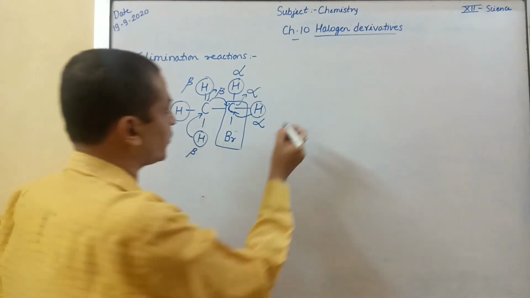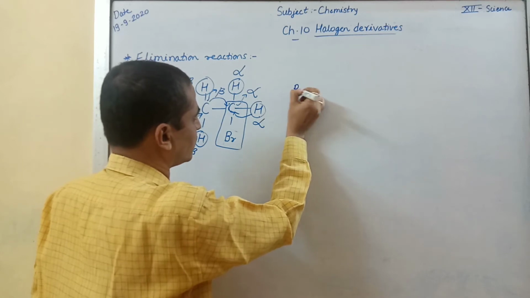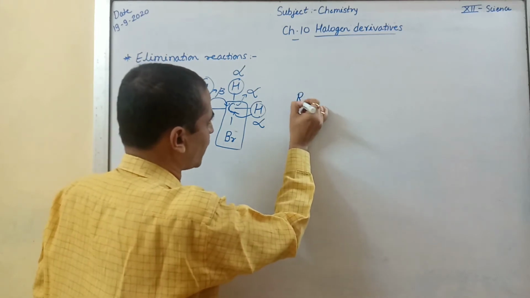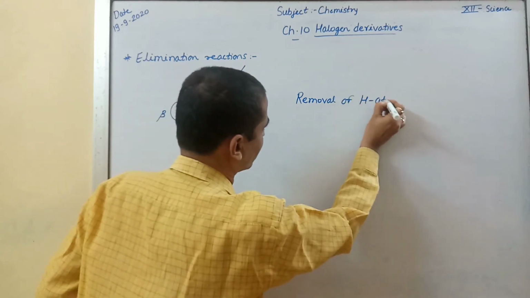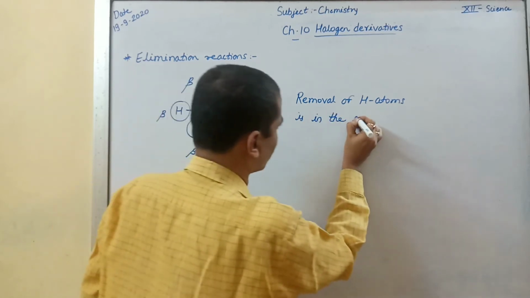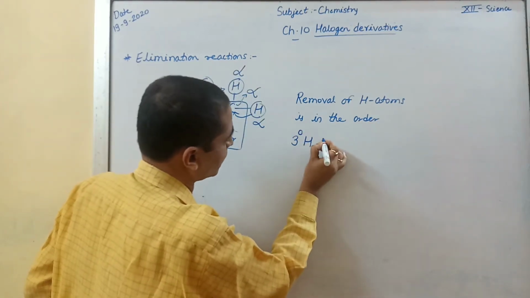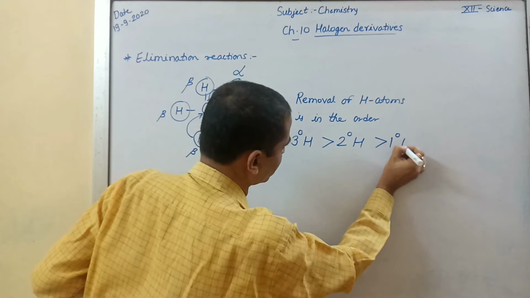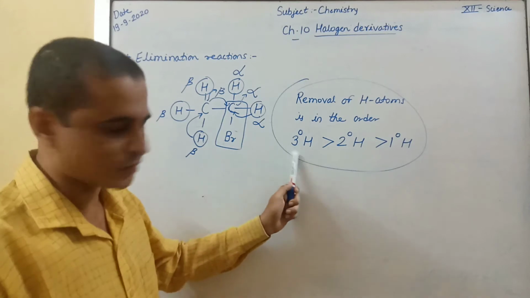Similarly, you also remember one more point. That is removal of hydrogen atoms is in the order: see, first tertiary hydrogen is preferred, then secondary hydrogen is preferred, and then primary hydrogen is preferred. In this manner, hydrogen atoms are removed. You remember this order also.